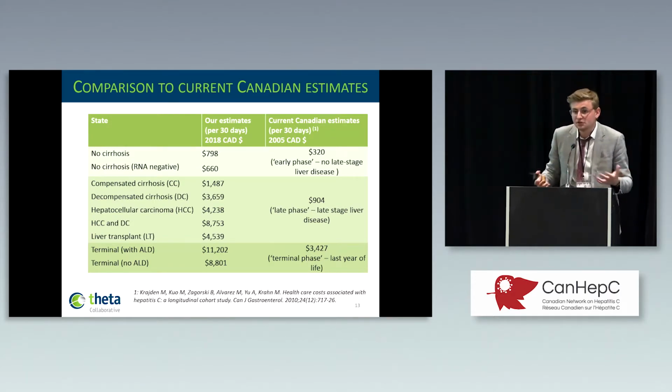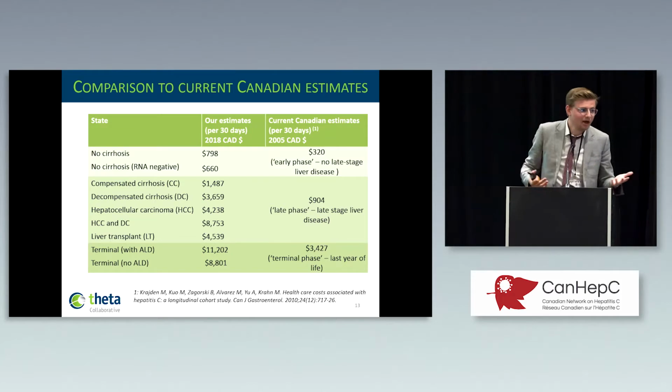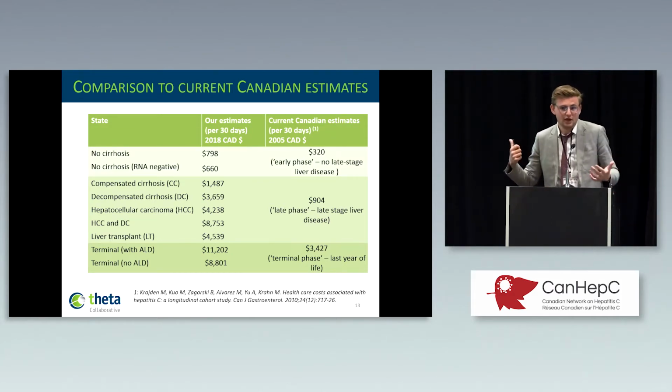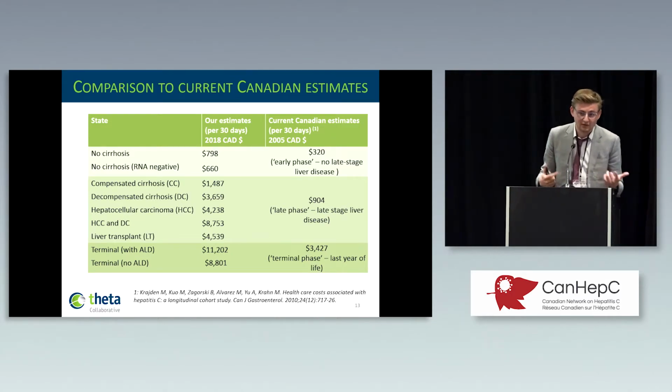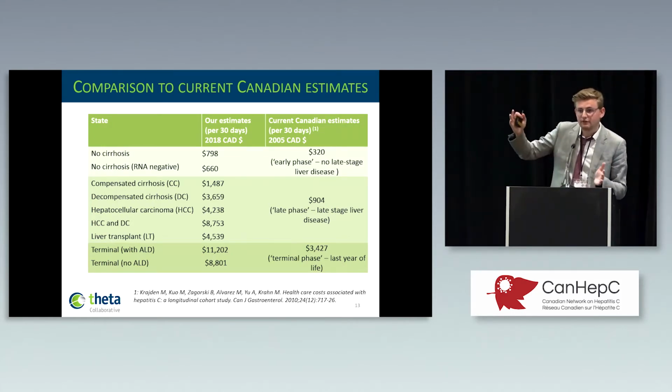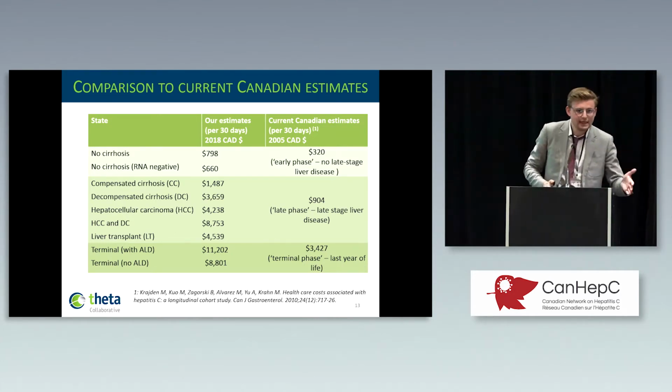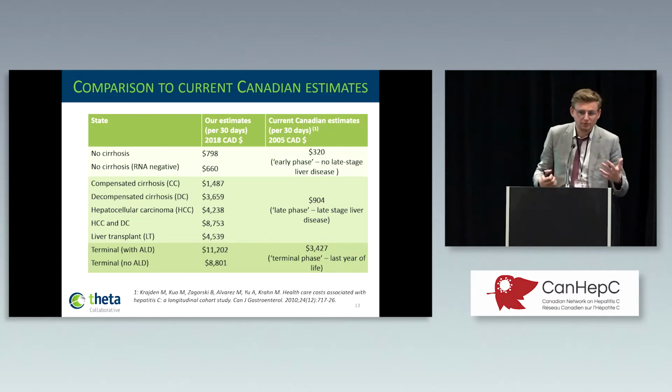So there are maybe a couple of reasons why our costs are a lot higher. A couple of theories. First of all, you'll note that our costs are 2018 Canadian dollars. The current cost estimates are 2005 Canadian dollars. So inflate that, and you're going to close the gap a little bit. Likewise, our cohort was a lot more modern. We were looking from 2003 to 2014, whereas the current estimates come from 1997 to 2004. So changes in healthcare and the way that treatment's managed may explain why the costs are more expensive.